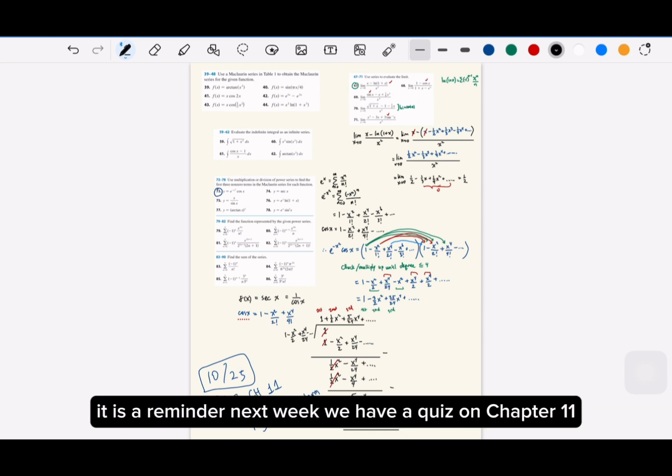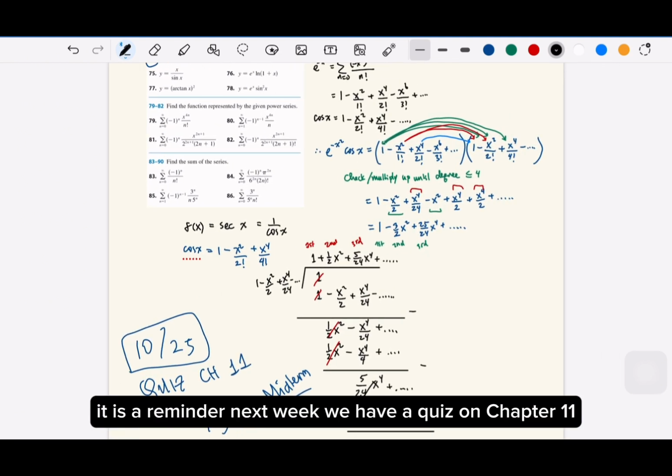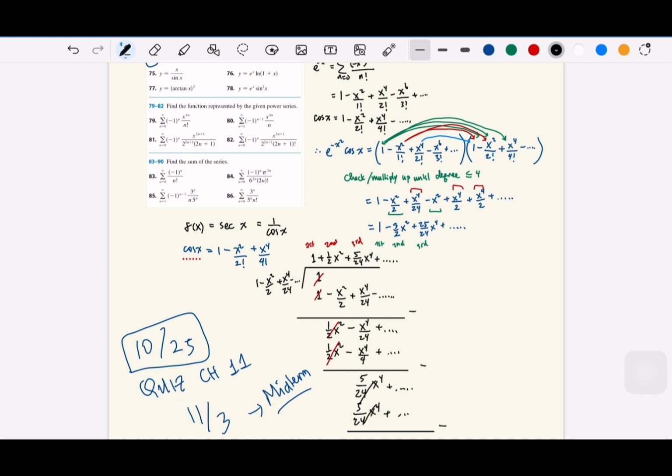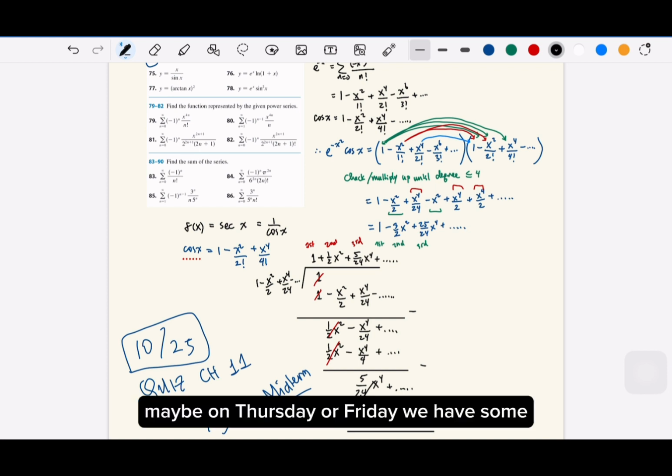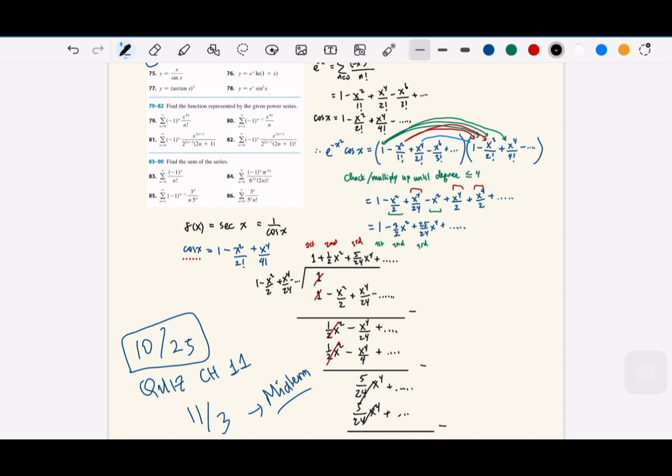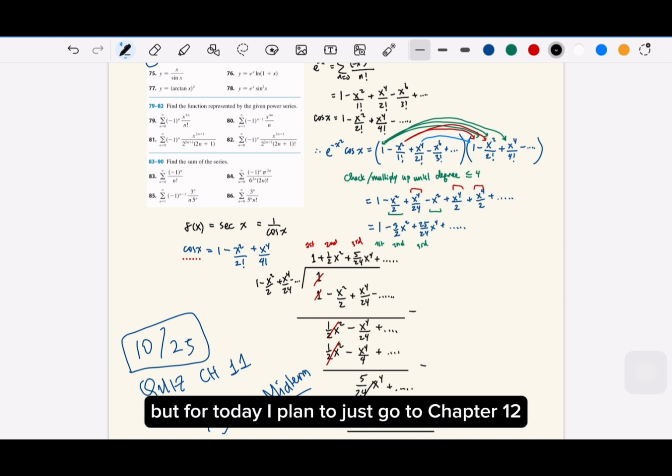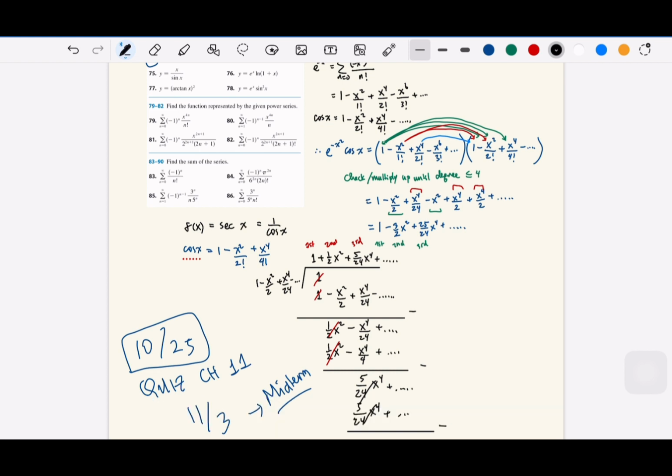Just a reminder, next week we have a quiz on chapter 11. Maybe on Thursday or Friday, if we have some spare time, we can have another exercise. But for today, I plan to just go through chapter 12, only one section of chapter 12, which is the quadric surface. Okay?